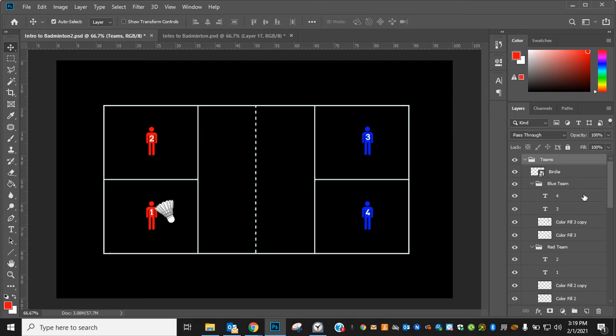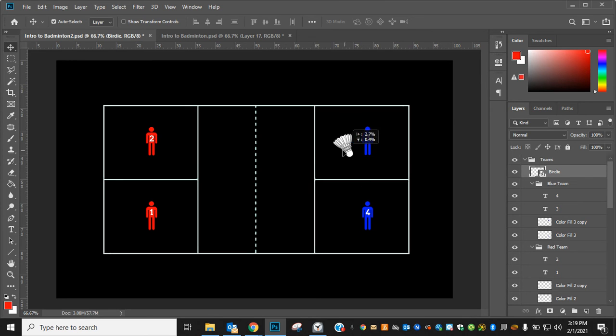Let's say, for example, now the blue team has won the last point. The blue team, because they have won the last point, now earns the right to serve. Let's say the score in this situation is 4-2. Blue team has 4, red team has 2. Because the score for the blue team, which is 4, is an even number, player number 3 must serve from the even service court or the right service court as they face the net.